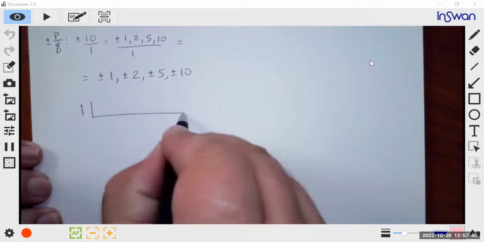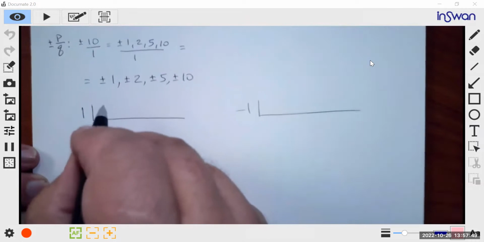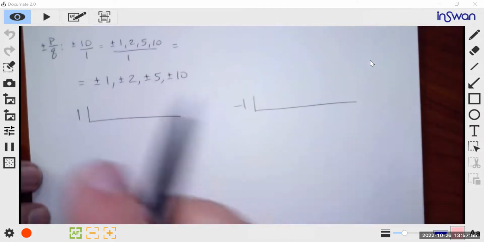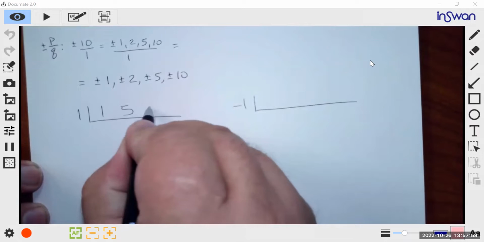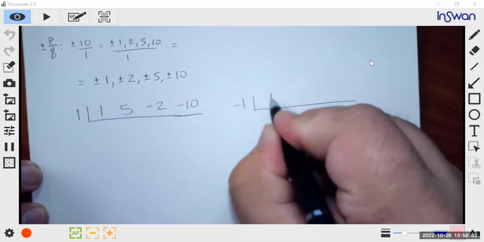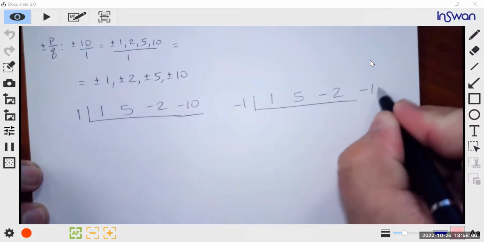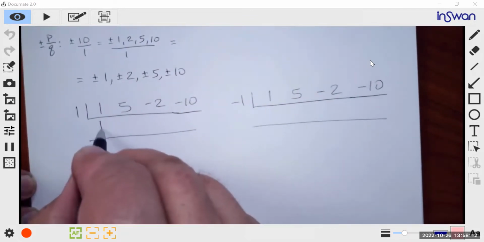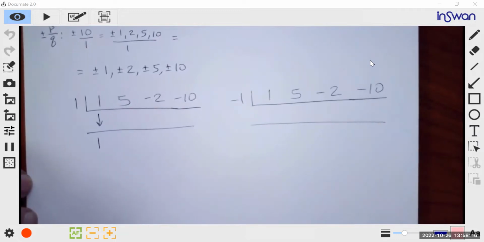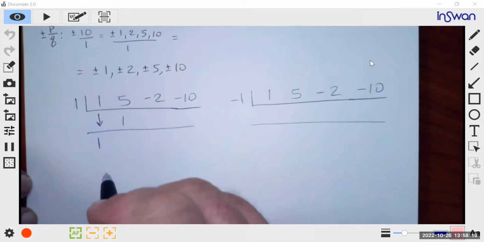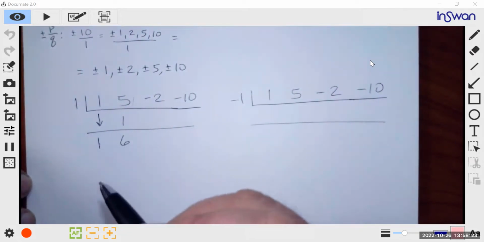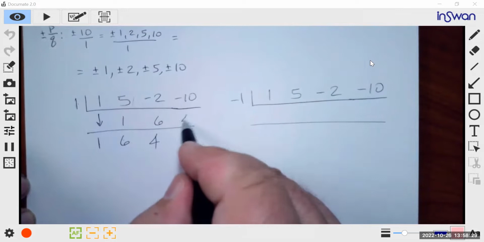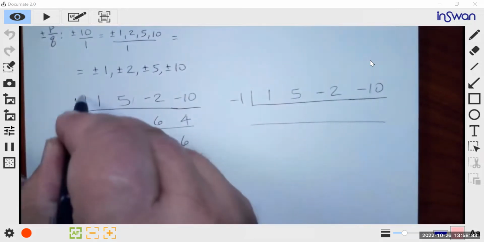So let's try 1 and -1. We just put the coefficients down: 1, 5, -2, -10. Bring down the first one. Now multiply: 1 times 1, answer there. Now add up and down: 5 plus 1 is 6. 1 times 6 is 6. 6 minus 2 is 4. 1 times 4 is 4. 4 minus 10 is -6. That doesn't work.